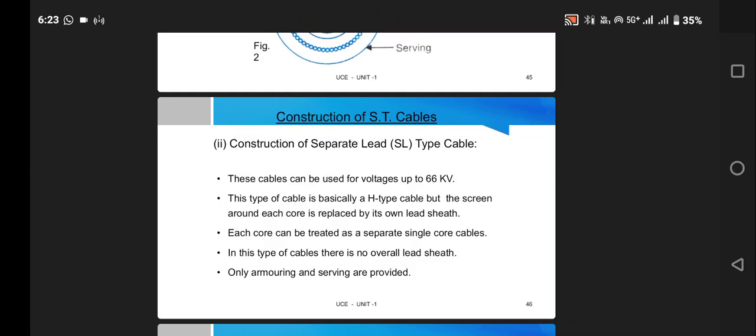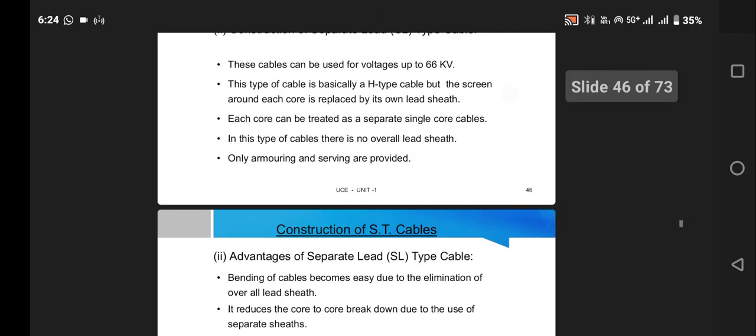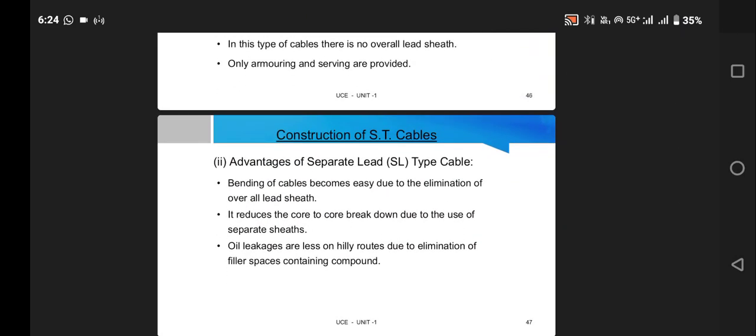Each core can be treated as a separate single core cable. In this type of cable, there is no overall lead sheath, only armoring and serving are provided. Advantages of SL cable: it reduces the core to core breakdown due to the use of separate sheaths. Oil leakages are very less.